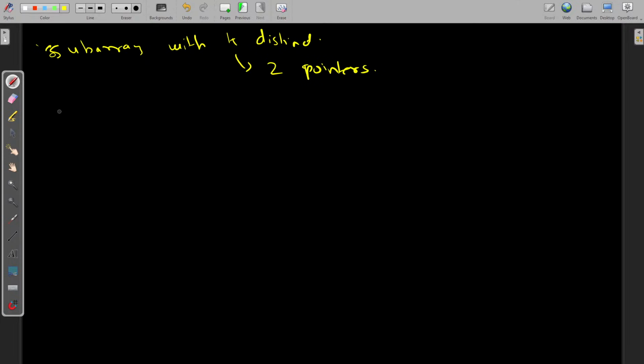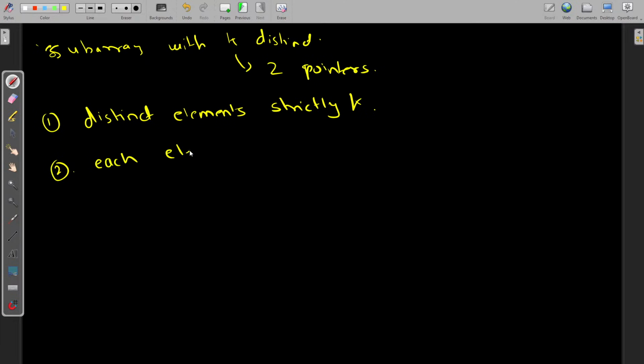So in this particular problem, there is one more condition. The distinct elements should be k. This is the first condition. Count should be strictly k. And the second condition is, each element in that subarray has frequency greater than m. So these are our two conditions.